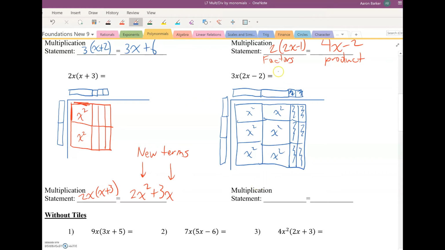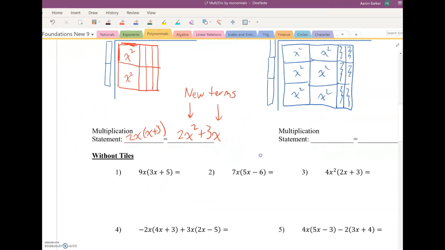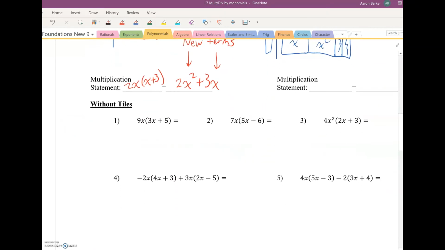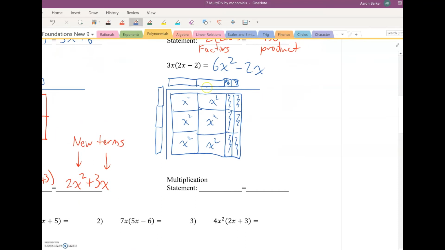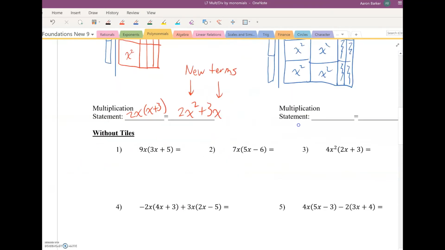So this equals 6x squared minus 2x. And again, now both have an extra x term. So what do we do when we're doing it without tiles? Okay, when we're doing this without tiles, we have to show these new shapes being created. We have to have these formations of squares and x formations as well. So a couple of different ways to do that.